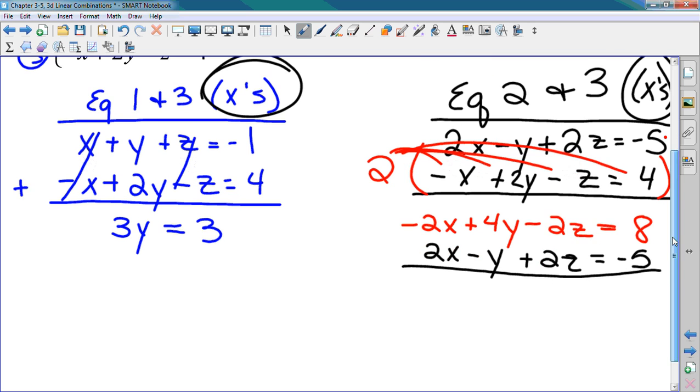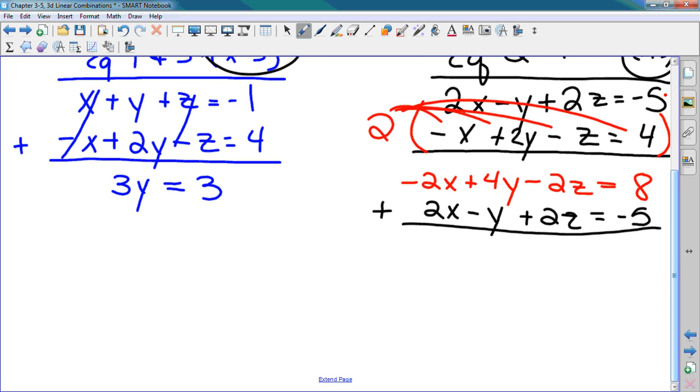So now when I add these, I have negative 2x plus 2x cancels. 4y plus negative y is 3y. Negative 2z plus 2z, those cancel as well, equals 3. Yeah, this one is a lot easier than most of them, and I'll show you why here in a minute. We're going to do another one.